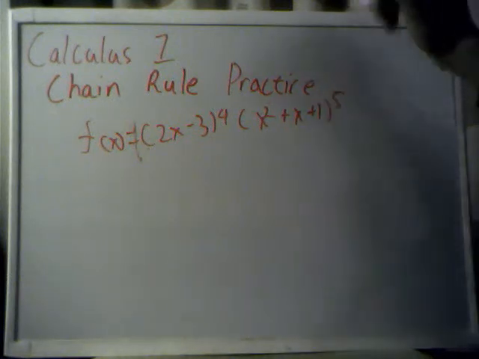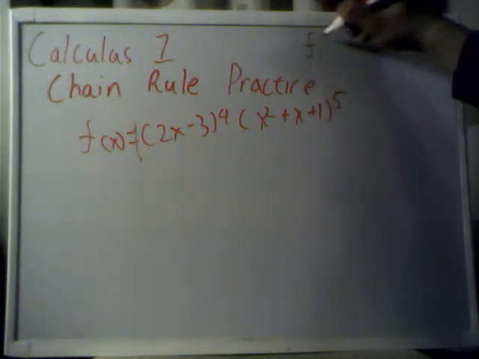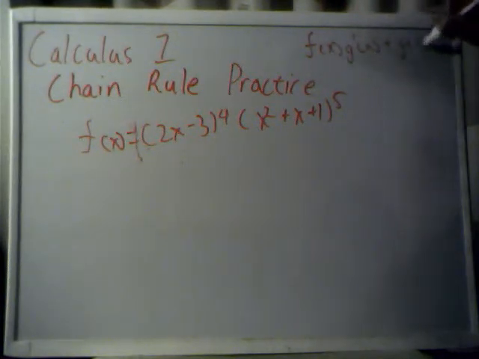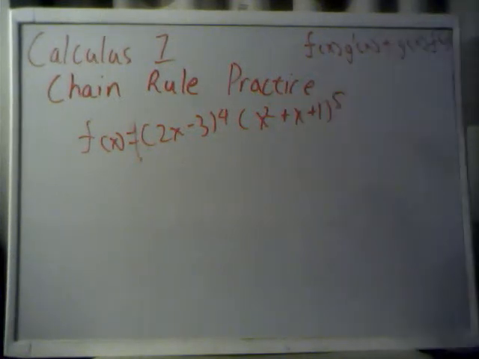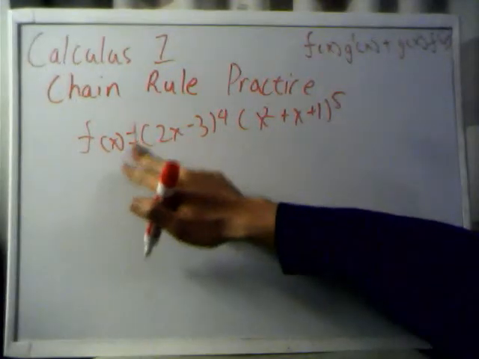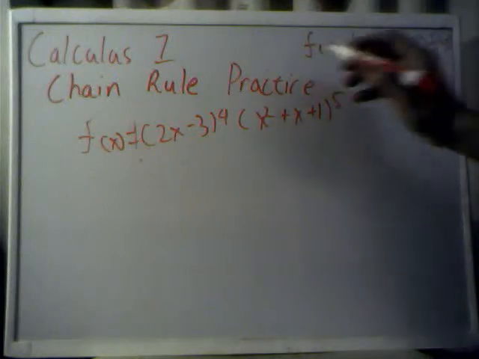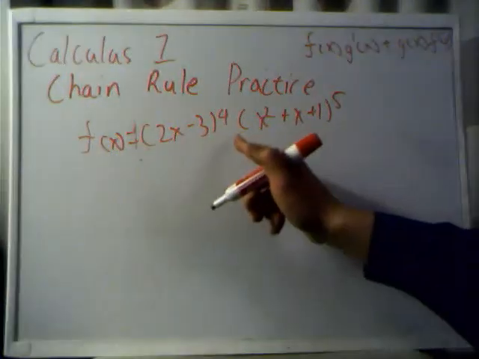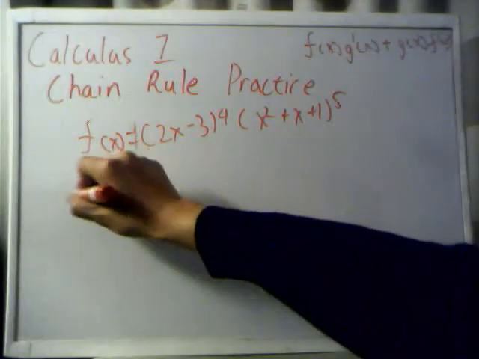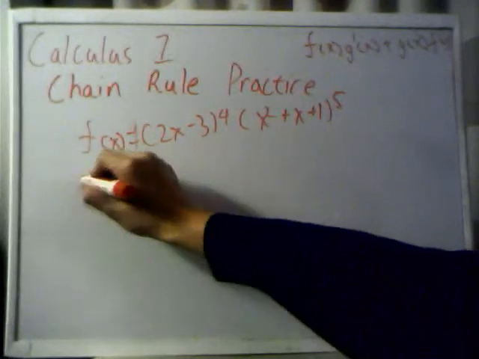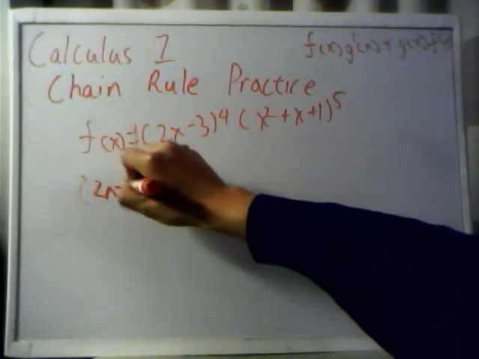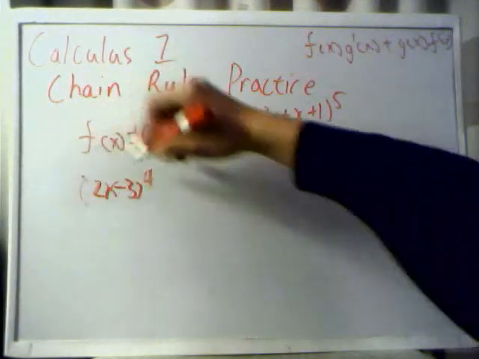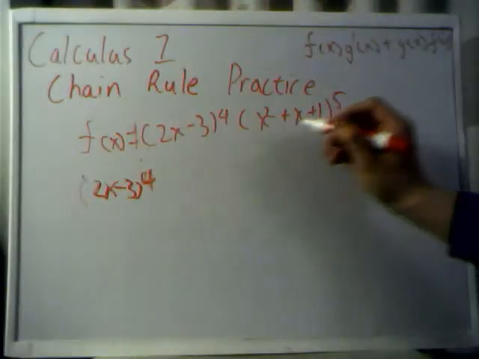If you recall product rule, what's product rule? Well, that's simply first times derivative of the second plus second times derivative of the first. We've done a video on this, so I'm sure you remember it. So let's do that. We need to use product rule. The first function is (2x minus 3) to the fourth power, that's your first function, times the derivative of the second.